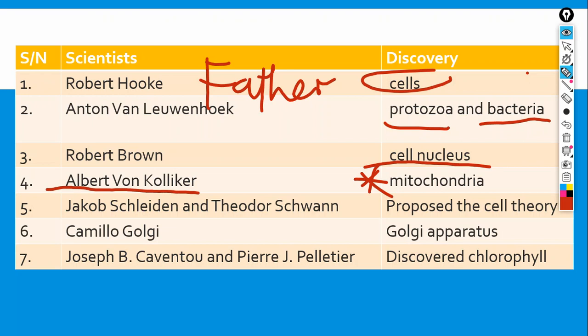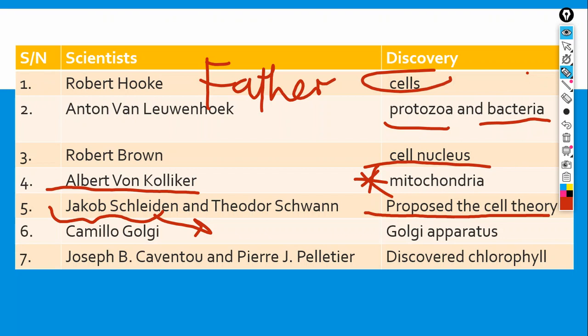Jacob Schleiden and Theodor Schwann proposed the cell theory, and two different things are attributed to them. Jacob's full name is Jacob Matthias Schleiden. So the basic thing is that he proposed the cell theory.